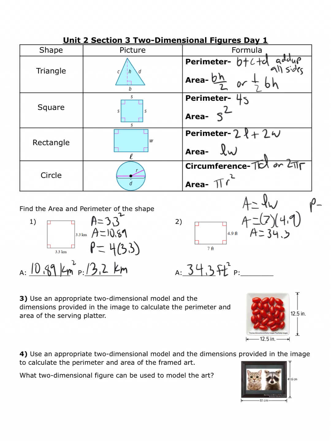And then perimeter is going to be 2 times the length plus 2 times the width. So that's going to be 2 times 7 plus 2 times 4.9. 2 times 7 is 14. 4.9 times 2 is 9.8. So it's going to be 23.8 is our perimeter, 23.8 feet.